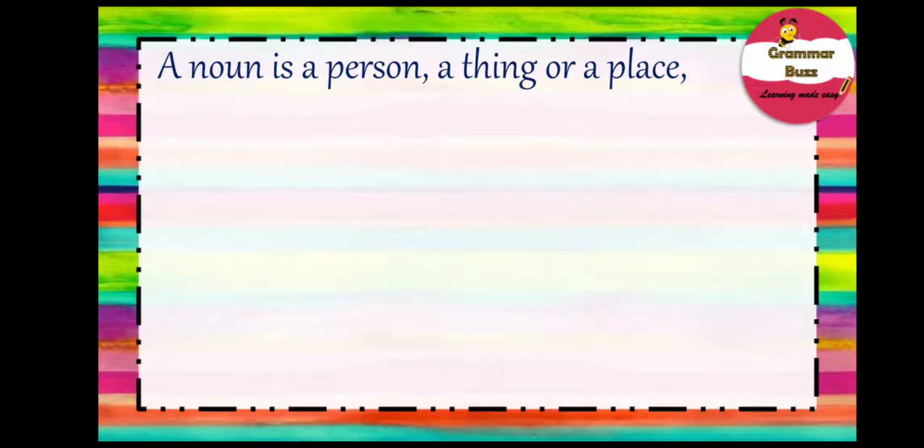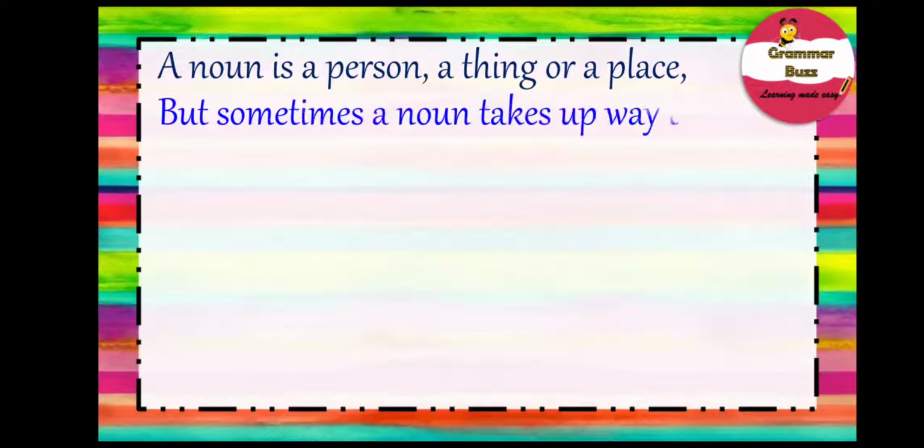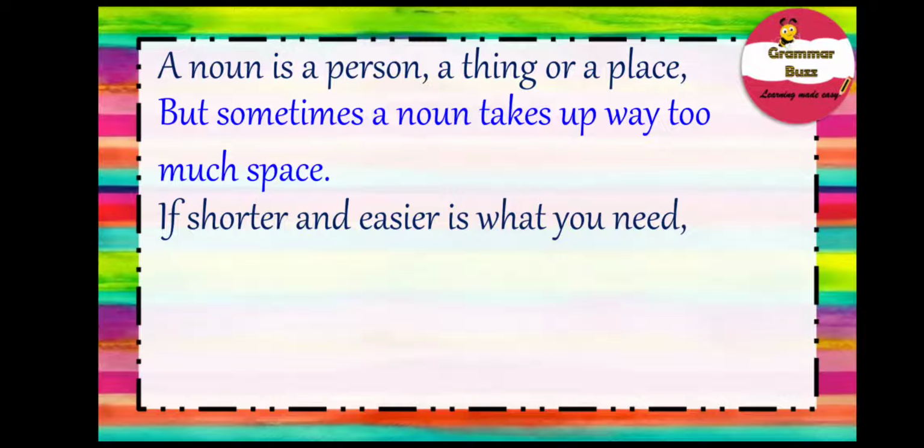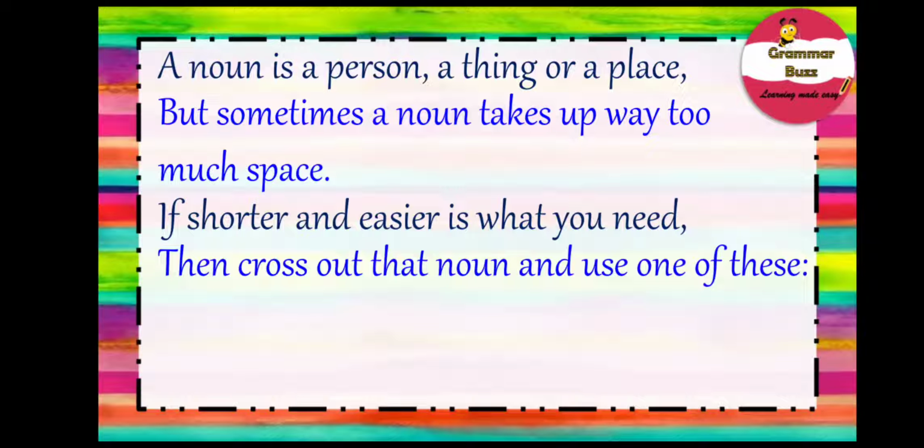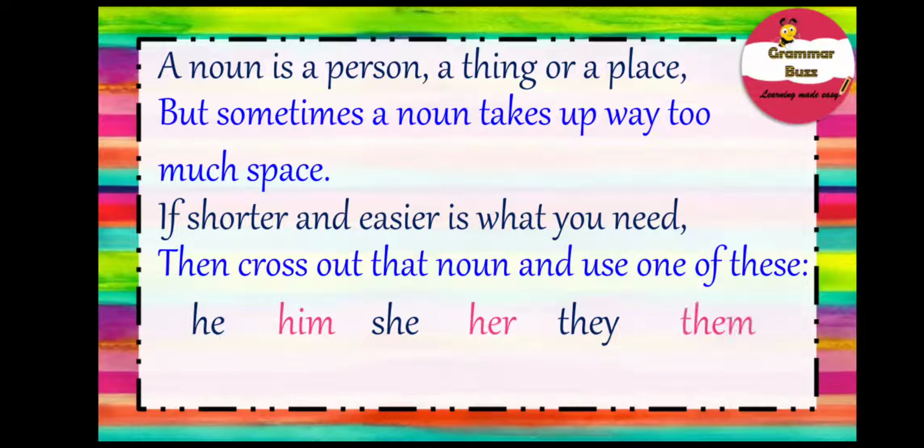A noun is a person, a thing or a place, but sometimes a noun takes up way too much space. If shorter and easier is what you need, then cross out that noun and use one of these. He, him, she, her, they, them, us, we, I, you, it, and me.